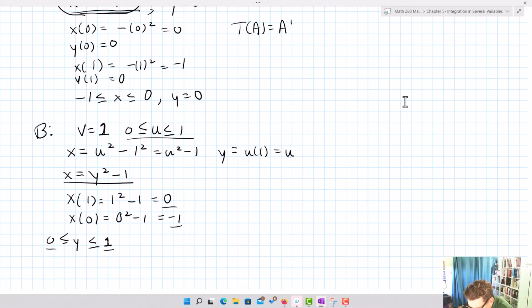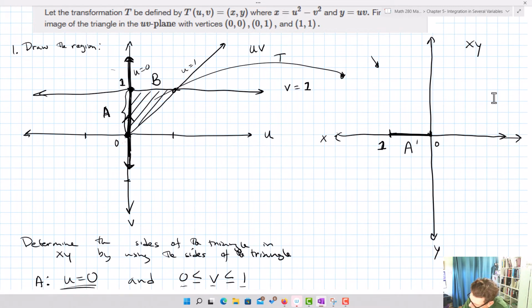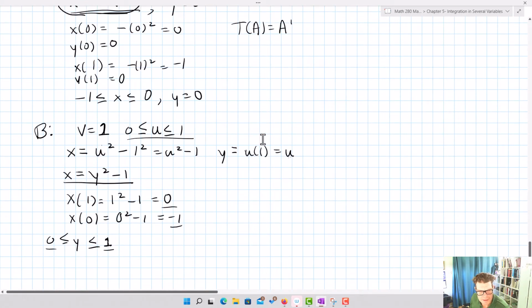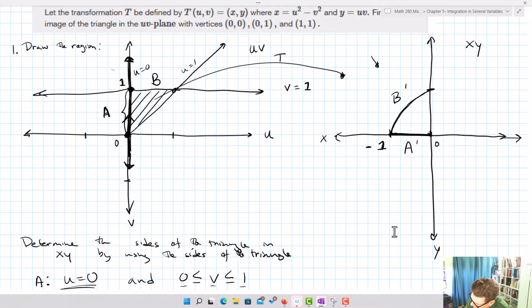Here's going to be our equation, y squared minus 1. Well, what is that? That's a sideways parabola, that starts out at negative 1 here. So this ends up becoming b prime. There's b prime right there, and there's the sideways parabola. There's the negative 1, there's the y squared part, facing to the right, and our x values are going to go from 0 to negative 1, and our y values are going to go from 0 to 1.